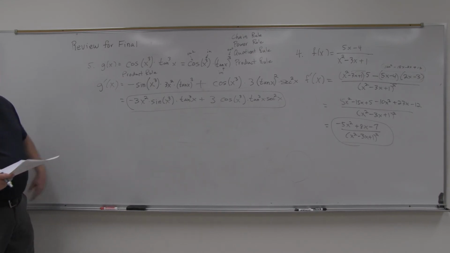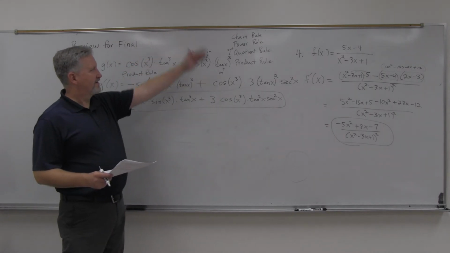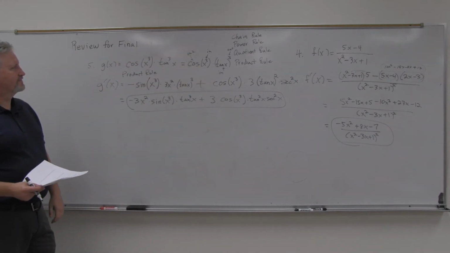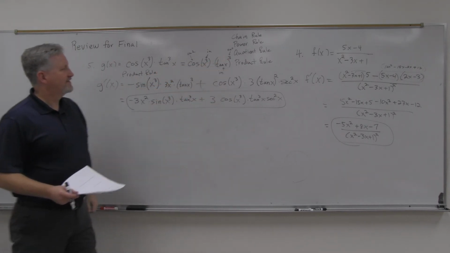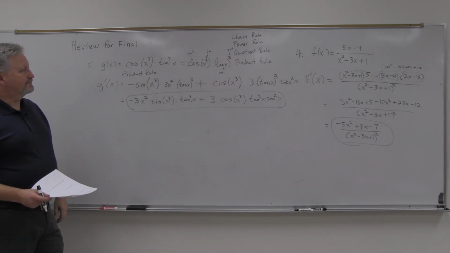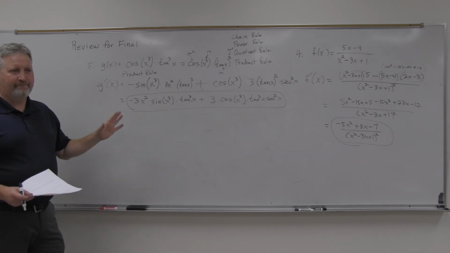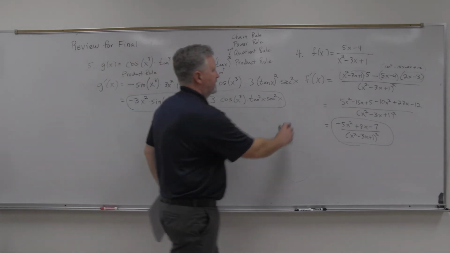Yeah, so I think we covered, at some point or another, all 4 of those, but the only one we didn't use, this one, was the quotient rule. We used the other 3. So. Anyway, is that all right? Okay.